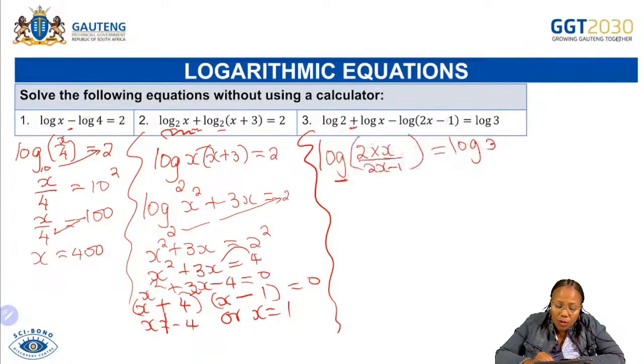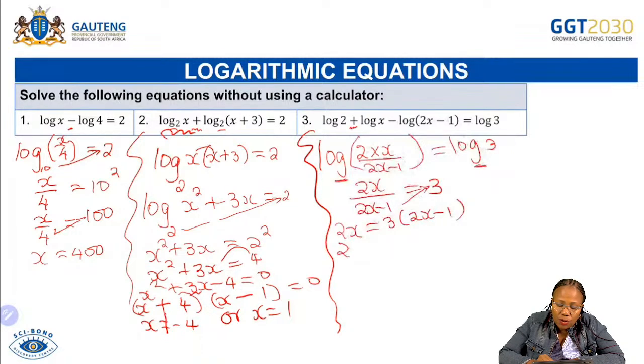So because it's logs of the same base, we can say 2x over 2x minus 1 is equal to 3. And then now we cross multiply: 2x is equal to 3 times (2x minus 1). 3 times 2x is 6x, and 3 times minus 1 is minus 3.